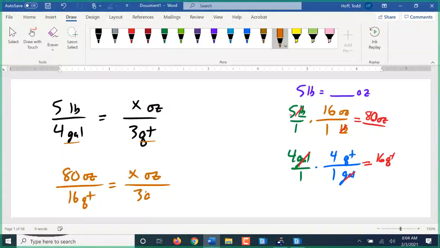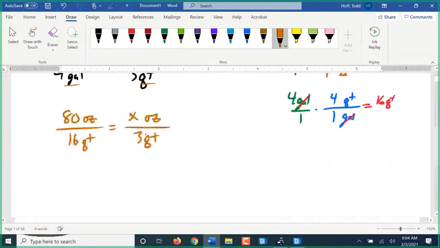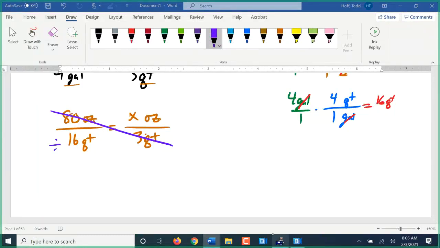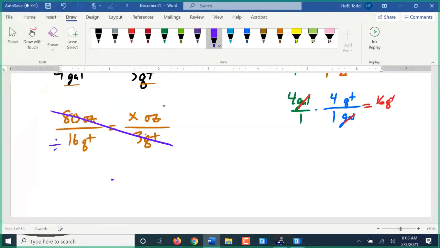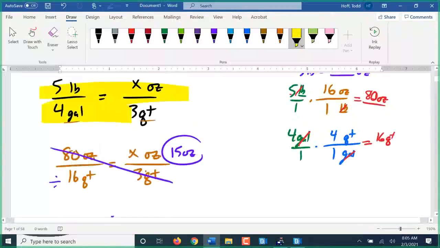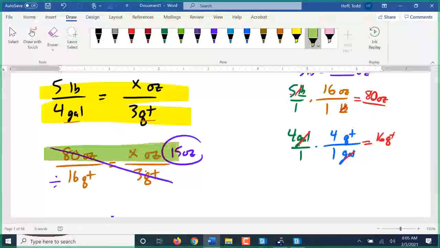First, this stays. Now we can cross multiply and divide. 80 times 3 divided by 16. So when we're dealing with these proportions, this is not a valid proportion because we don't have the same units in either direction. This one's a valid proportion because we have ounces and ounces on top, quarts and quarts on bottom.